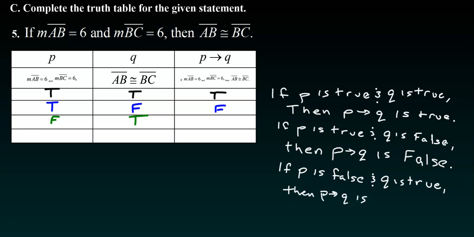So if we think about this, let's say the measure of AB is equal to 8 and the measure of BC is equal to 8 as well. That second statement is now still true even though the first statement is false. So it doesn't have to be that every case works for this, it just has to be that there is a case that can be true. And since there is a case that can be true, then the final result is also true.